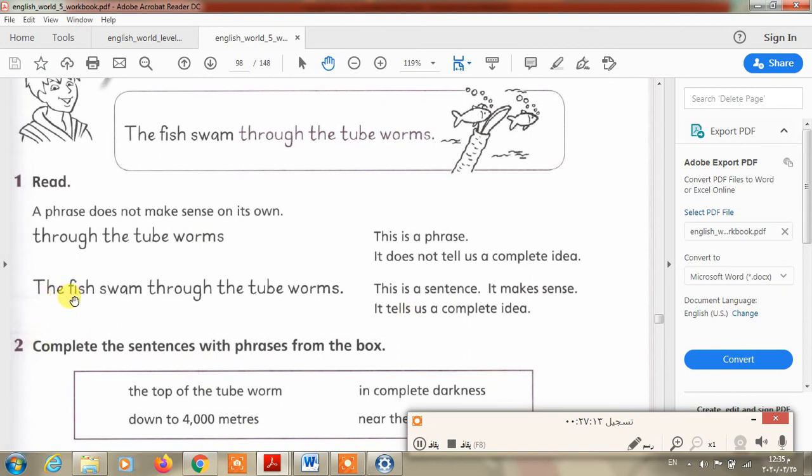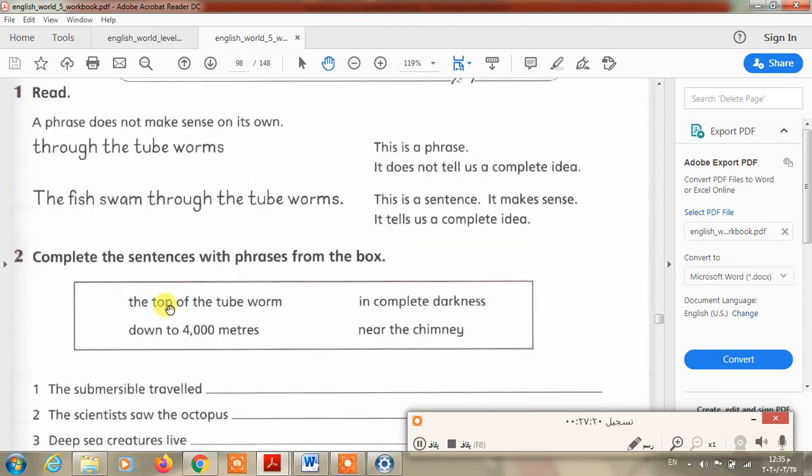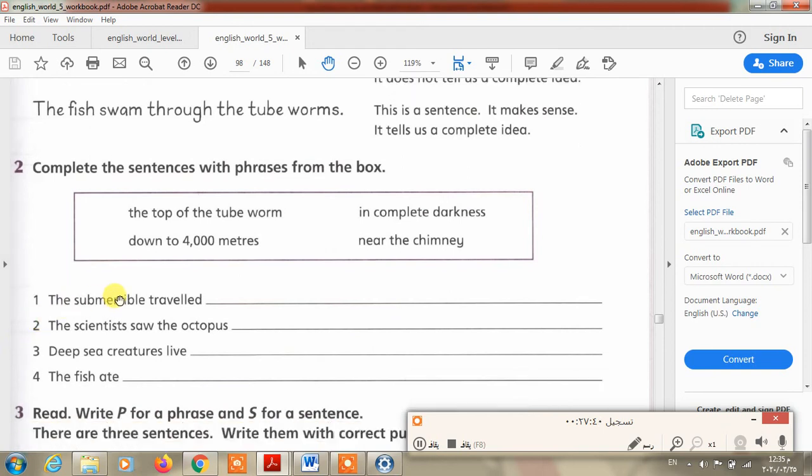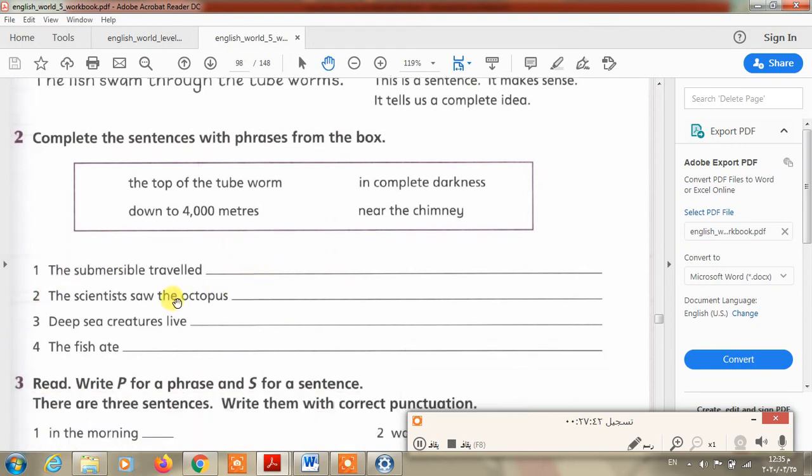But the fish swam through the tube worms. This is a sentence. It makes sense. It tells us a complete idea. Okay, complete the sentences with phrases from the box. The top of the tube worm, in complete darkness, down to 4,000 meters, near the chimney. All these phrases have no complete idea, so we will add them to some words to give us a complete sentence with a complete idea.